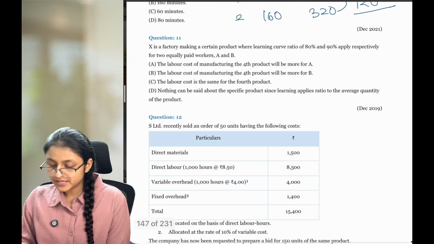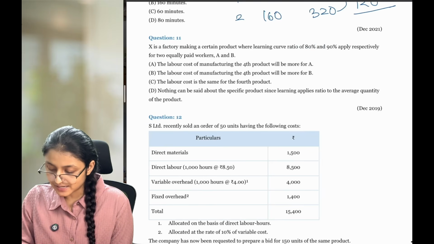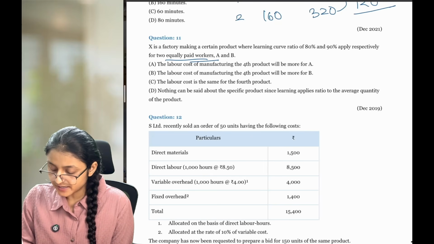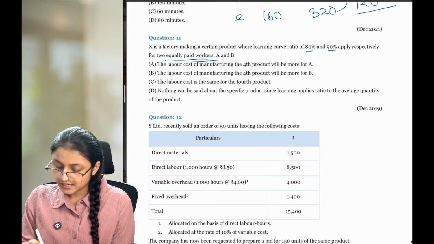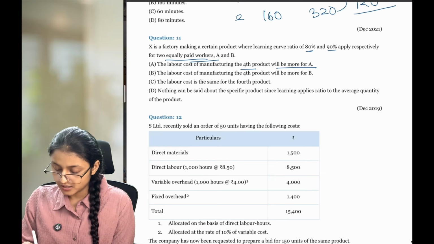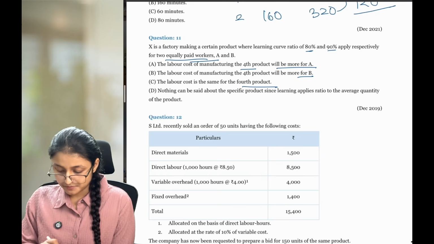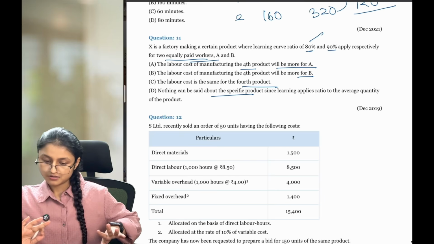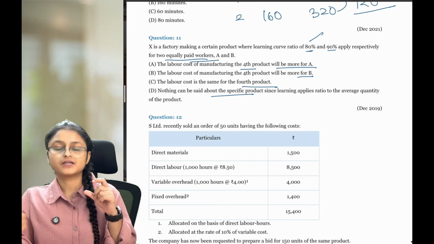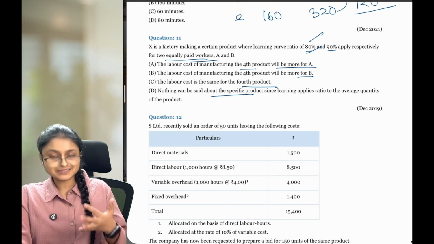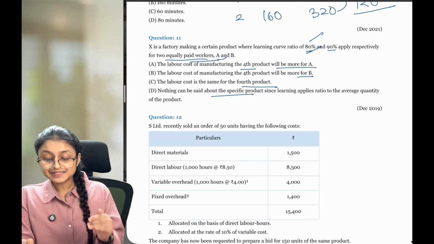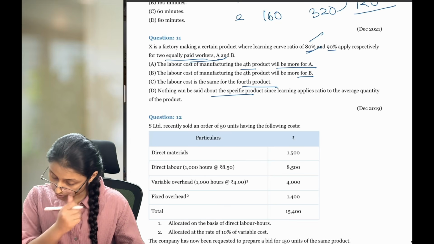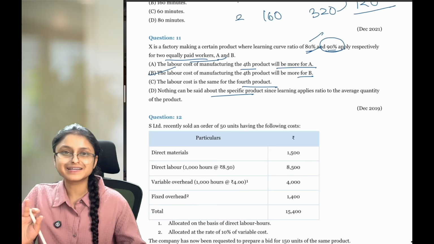X is a factory making a certain product where learning curve ratio of 80% and 90% apply respectively for two equally paid workers A and B. So equally paid workers are there and learning curve ratio is 80 and 90%. Labor cost for manufacturing of the fourth product will be more for A, more for B, will be same, or nothing can be said about the specific product. So whenever the learning rate is lower, there the learning happens at a faster pace. So if learning rate is 80% for A, that means A is going to take lesser cost for the fourth unit as compared to that of B. So the labor cost of B is going to be higher because B's learning rate is higher.